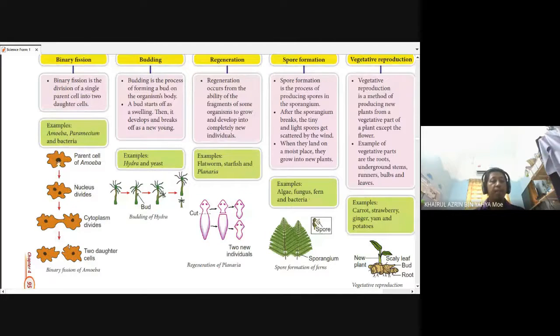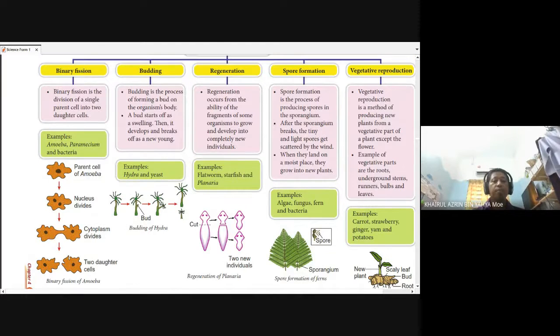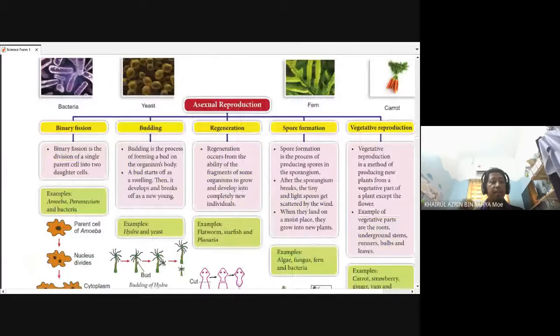How it happened. First, this one is the original or the parent cell of amoeba. This is the parent cell. And then from one nucleus, it divided into two nuclei. Then it divides into two daughter cells. It divides into two, and becomes like this. Two daughter cells separate. Okay, number two. There are five types of asexual reproduction.